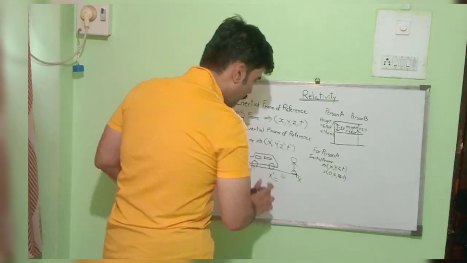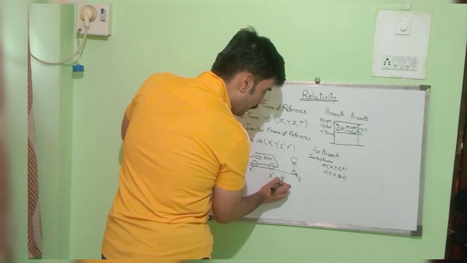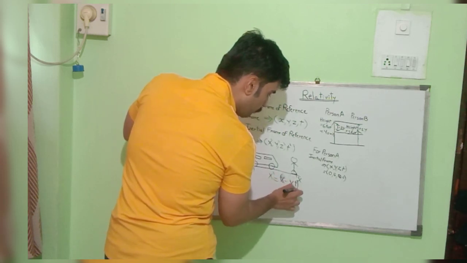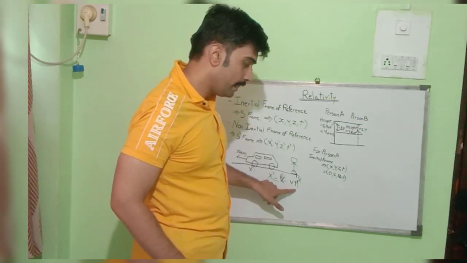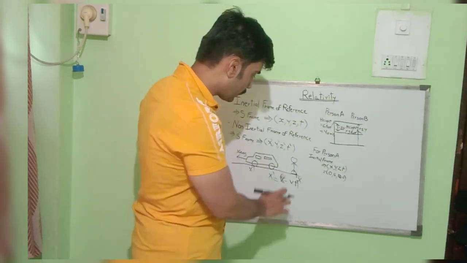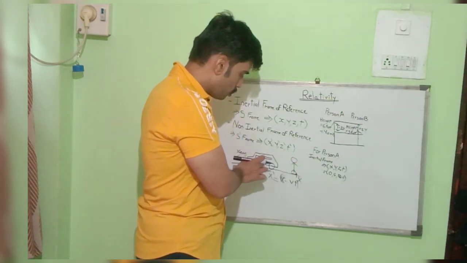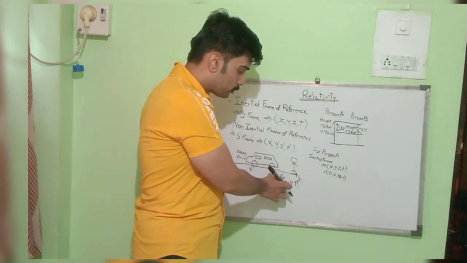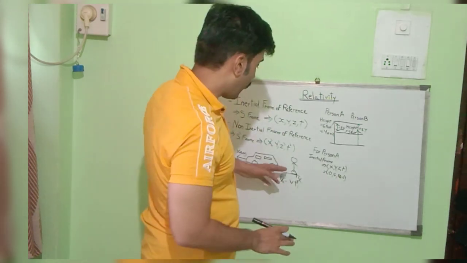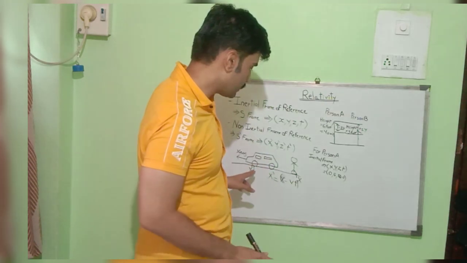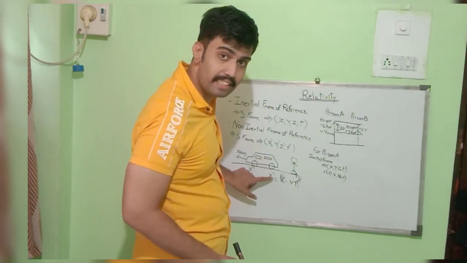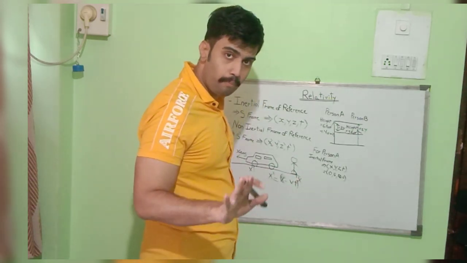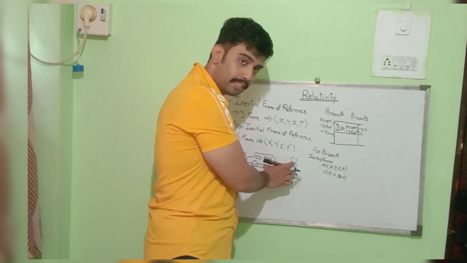So it is written as x dash is equal to x minus vt, where t is the time required for that car to move from where this person is standing to this point x dash, and v is the velocity of the car. Now look, the car is moving only along the x dash axis, so only x dash is changing.